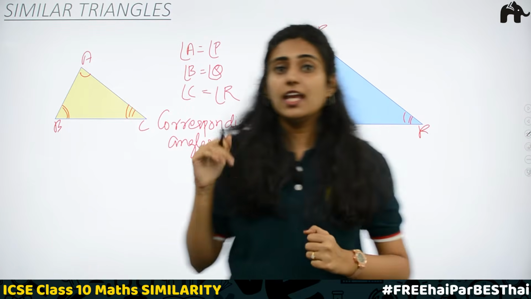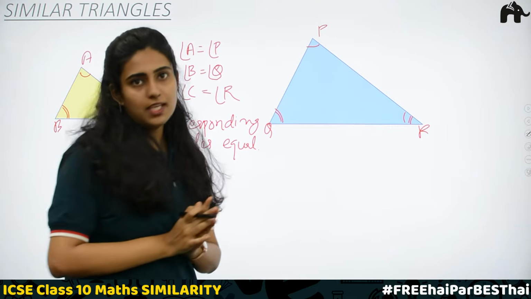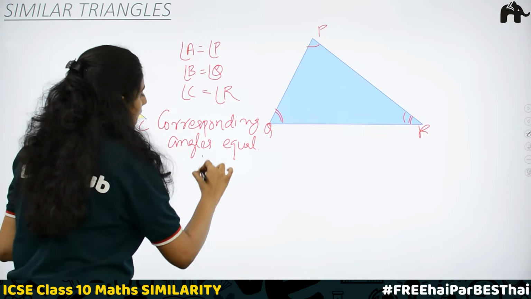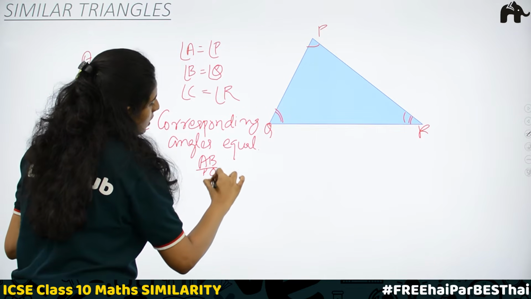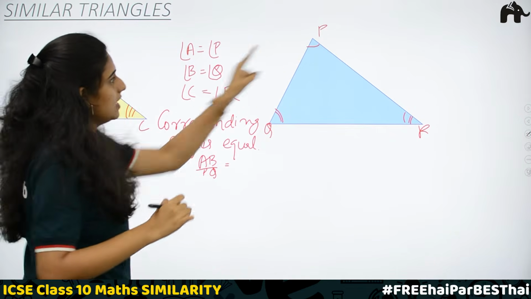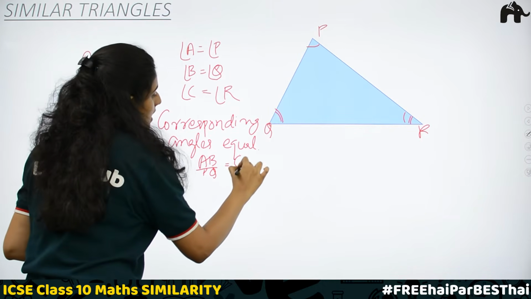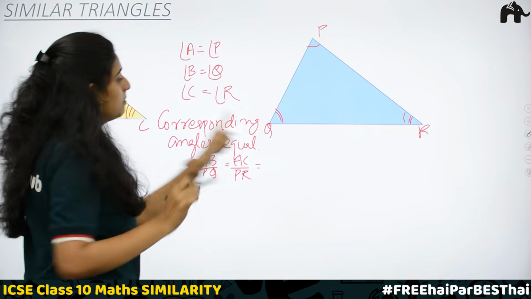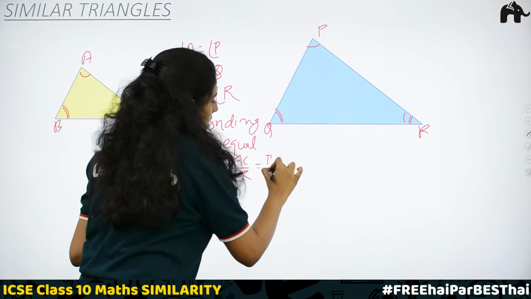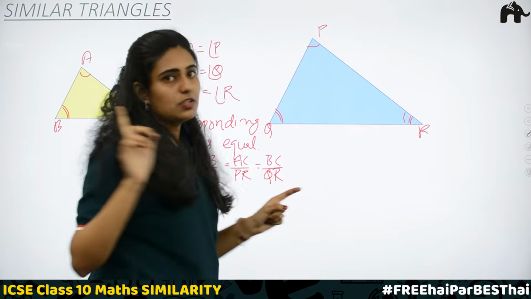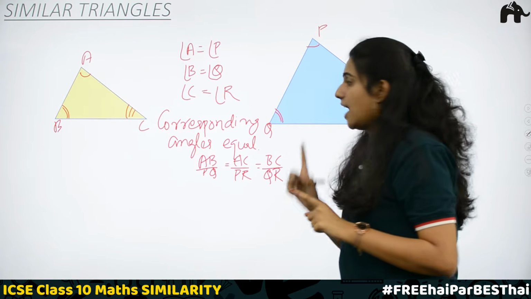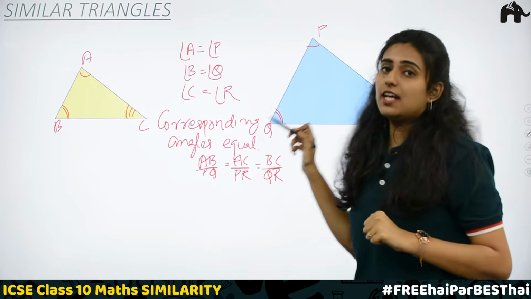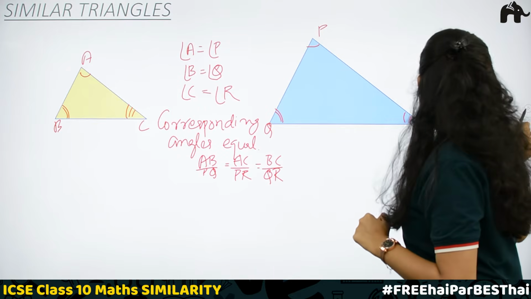Now, when you take the ratio of the corresponding sides, they will be equal. Corresponding to AB, we have PQ. AB by PQ will be equal to, corresponding to AC, PR, so AC by PR, and that is equal to BC by QR. So, to call two triangles similar, their corresponding angles should be equal and the ratio of their corresponding sides should be equal.